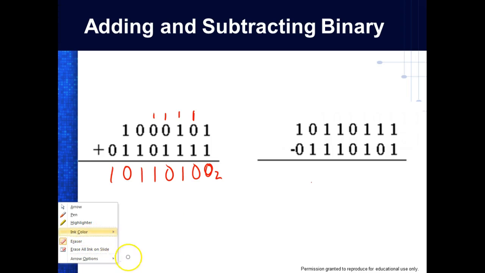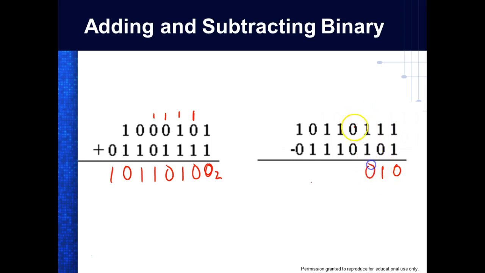So let's subtract this. 1 minus 1 is what? 0. 1 minus 0 is 1. 1 minus 1 is 0. 0 minus 0 is what? 1 minus 1 is 0. 1 minus 1 is 0. 1 minus 0 minus 1. I'm going to borrow 2. So in decimal, you borrow tens, right? In binary, we borrow what? 2. And all you got, guys, is you're either going to subtract 1 from 1 or 1 from 0.